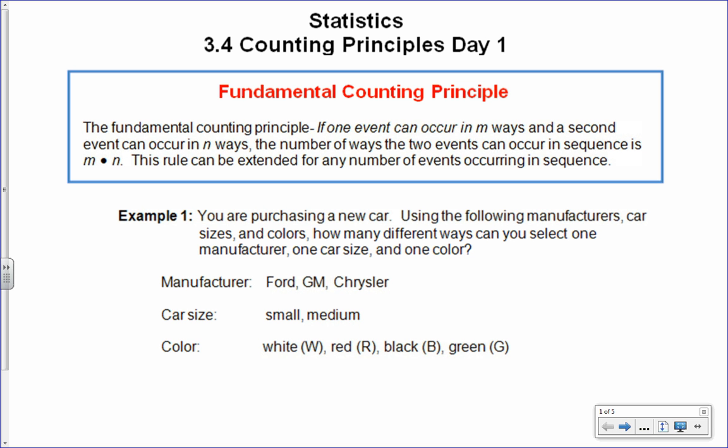But the fundamental counting principle is really just, if I have one event, it can happen a certain number of ways, and then there's another event that can happen a certain number of ways. What's the number of ways that those two can occur in sequence? And that's probably some of the most important. How can the two events occur in sequence? How many ways? Those are probably some of the more important ones. And all you have to do is take m times n.